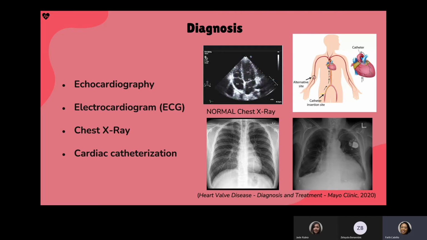An echo machine also has different modes to choose from, and one of those modes can create a visual of what the actual flow of blood in your heart looks like. And with this, we can see if it's traveling in the right or wrong direction and diagnose if it's mild or severe regurgitation or stenosis. An electrocardiogram or EKG can indicate any arrhythmias.